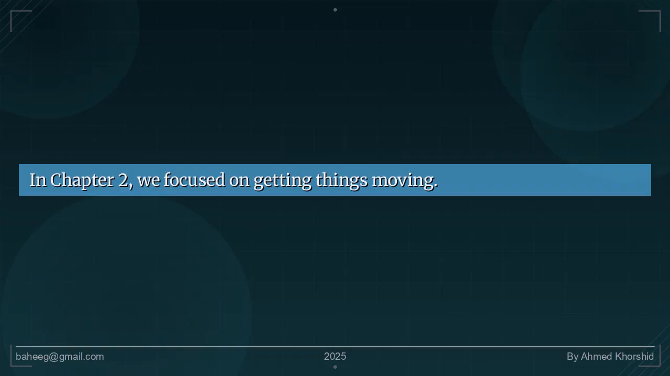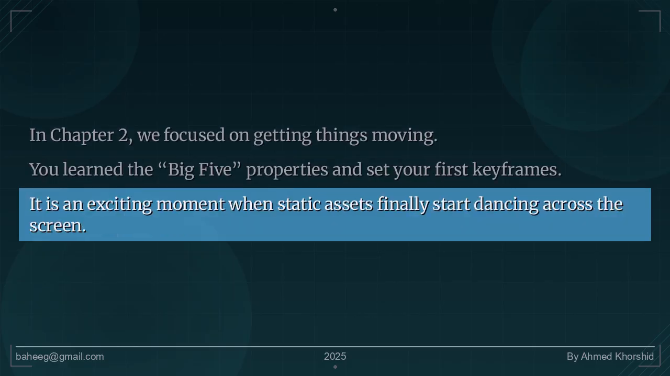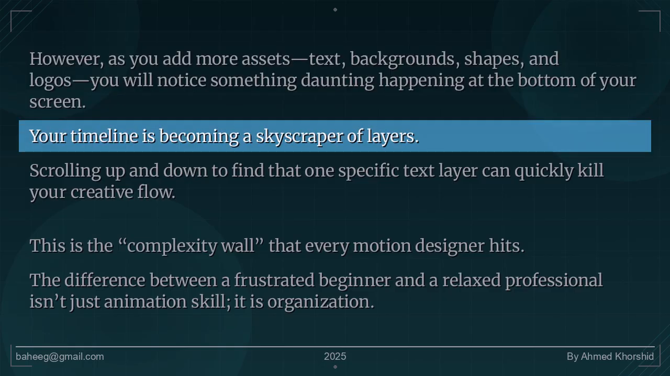In Chapter 2, we focused on getting things moving. You learned the Big 5 properties and set your first keyframes. It is an exciting moment when static assets finally start dancing across the screen. However, as you add more assets, text, backgrounds, shapes, and logos, you will notice something daunting happening at the bottom of your screen. Your timeline is becoming a skyscraper of layers.